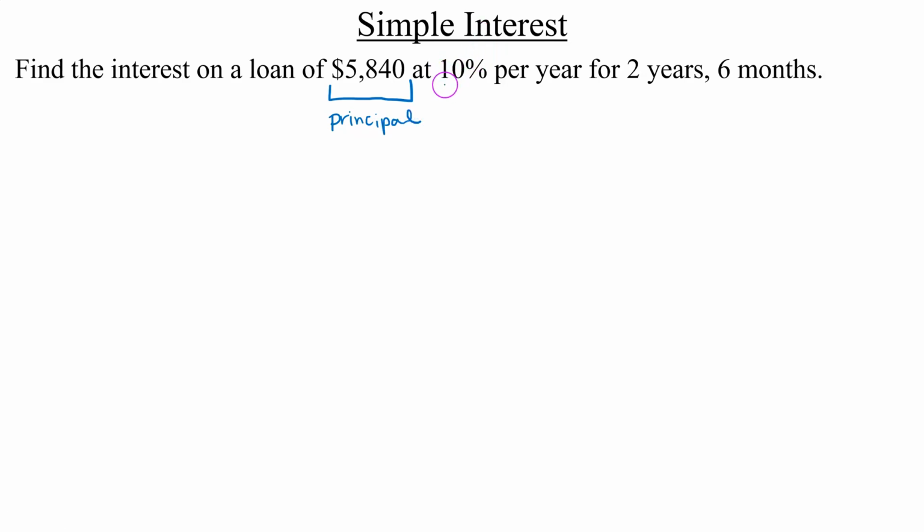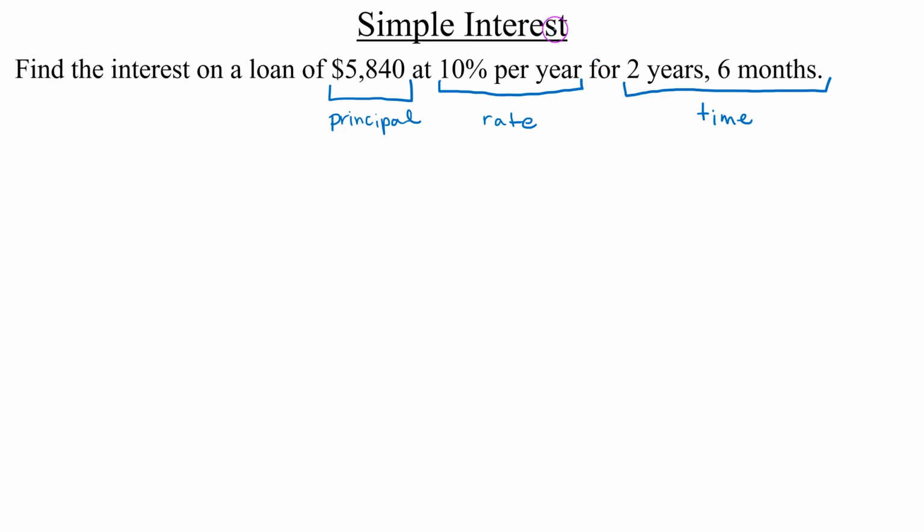And then you're borrowing it at 10% per year. So this is your rate, or what percentage you're paying it back at. And this is how long you have until you have to pay back the money. So this is time.